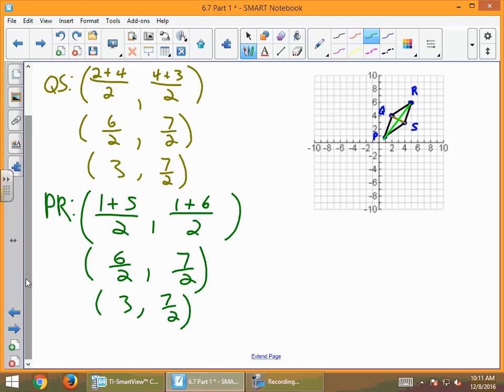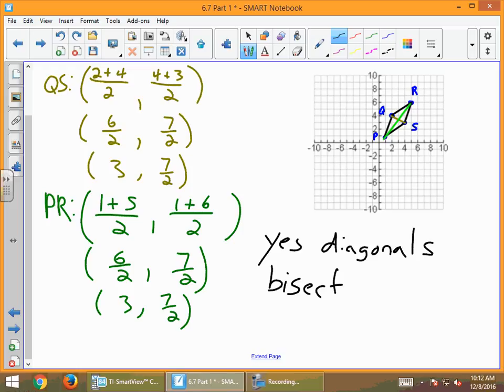So, do these diagonals bisect one another? Do they both intersect at the same point? Yes. So I would say, yes, the diagonals bisect. Questions with that? Pretty straightforward. Again, remember how to find the midpoint formula.